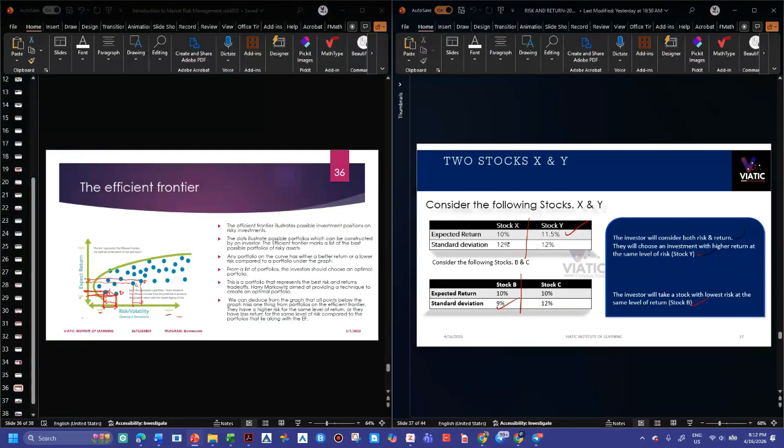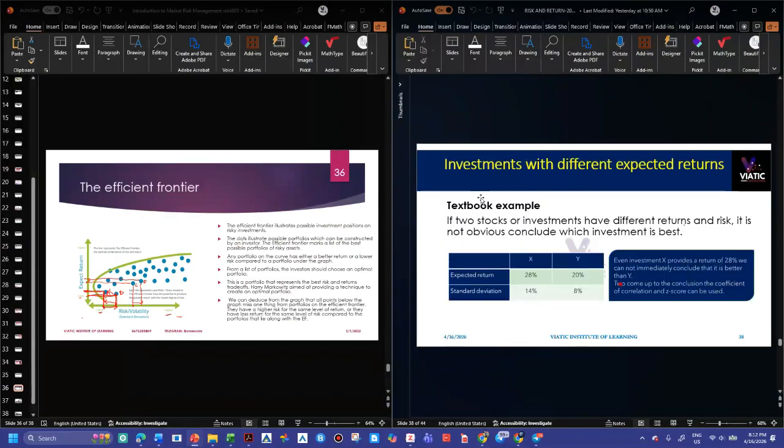Let's go to this one, B and C. Stock B: expected return 10, standard deviation 9. Stock C: expected return 10, standard deviation 12. Which one are you going to choose? B. Yeah, B. We all agree. Okay, if we all agree, let's proceed and see a different situation.